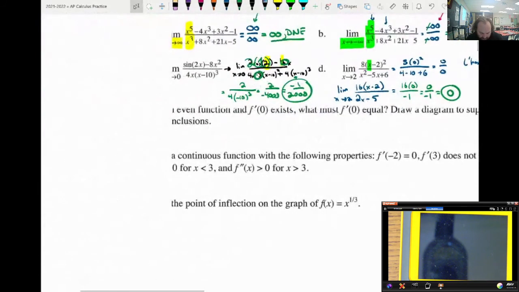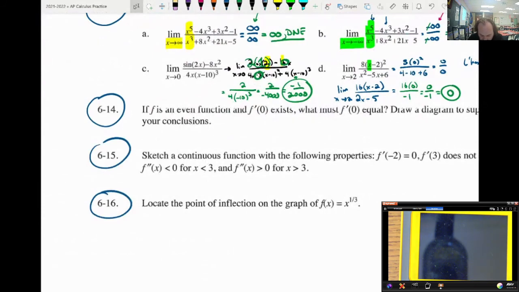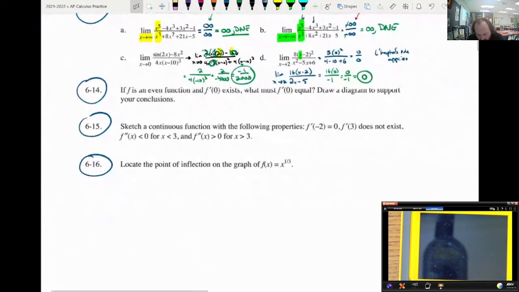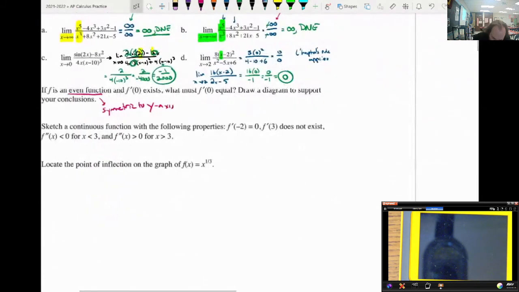The next question, question 614. If f is an even function and f prime of 0 exists, what must f prime of 0 equal? Well, the thing about even functions is that they are symmetric to the y-axis. The only way you could be symmetric to the y-axis at 0 is if you have a horizontal tangent.